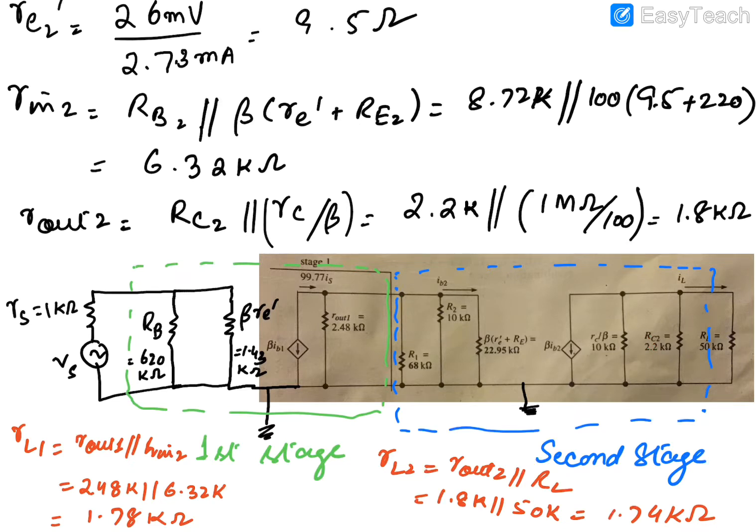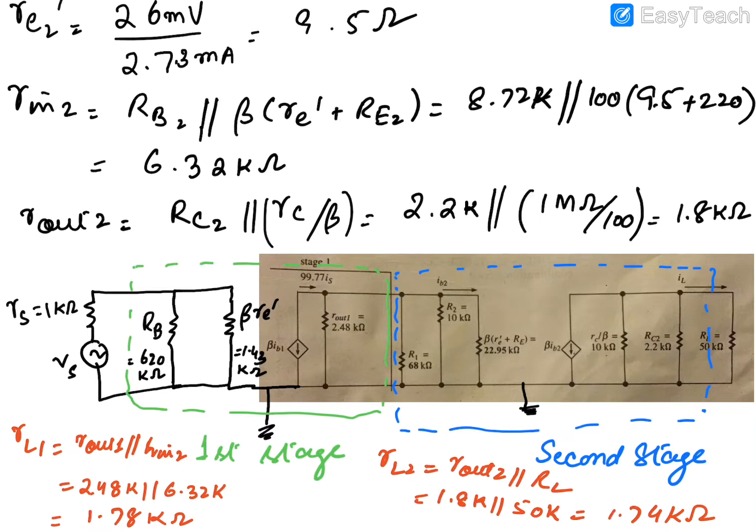Now RL1, the AC load resistance for the first stage, will be equal to R out 1 in parallel with R1 and R2, and also in parallel with beta times RE dash plus RE2. So this parallel combination is basically equal to R in 2, the input resistance of the second stage. So the load resistance for the first stage is equal to the output resistance of the first stage in parallel with the input resistance of the second stage. So this is equal to 1.78 kilo ohms.